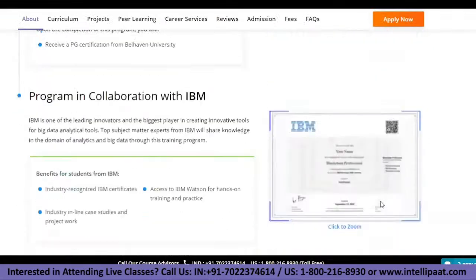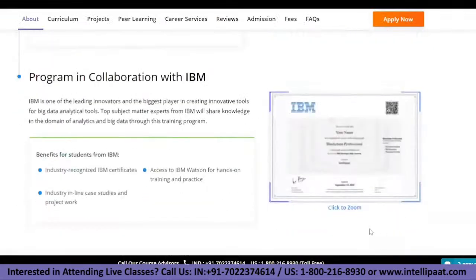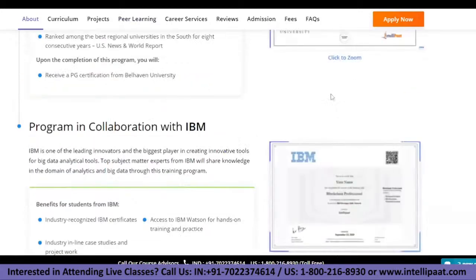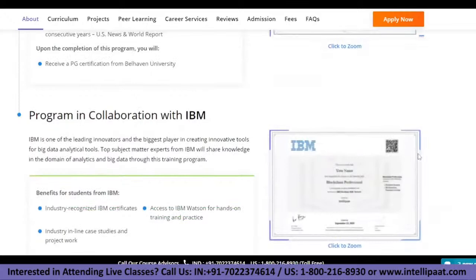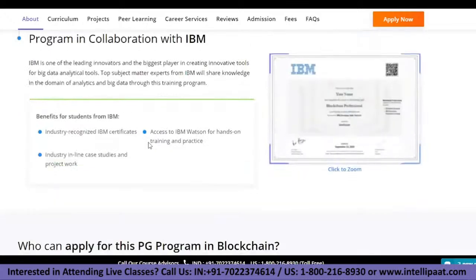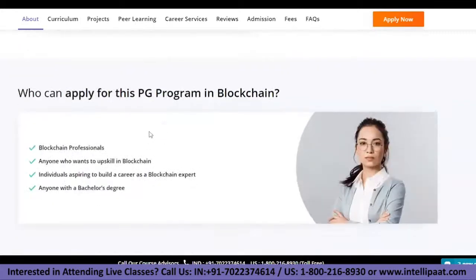This particular program is also in partnership with IBM. So on top of the post-graduation degree certificate, you will also be getting the professional certificate from IBM. You will also get access to IBM Watson for hands-on training and practice. You're also going to get industry-line case studies and project work directly from IBM, and of course the certificate.